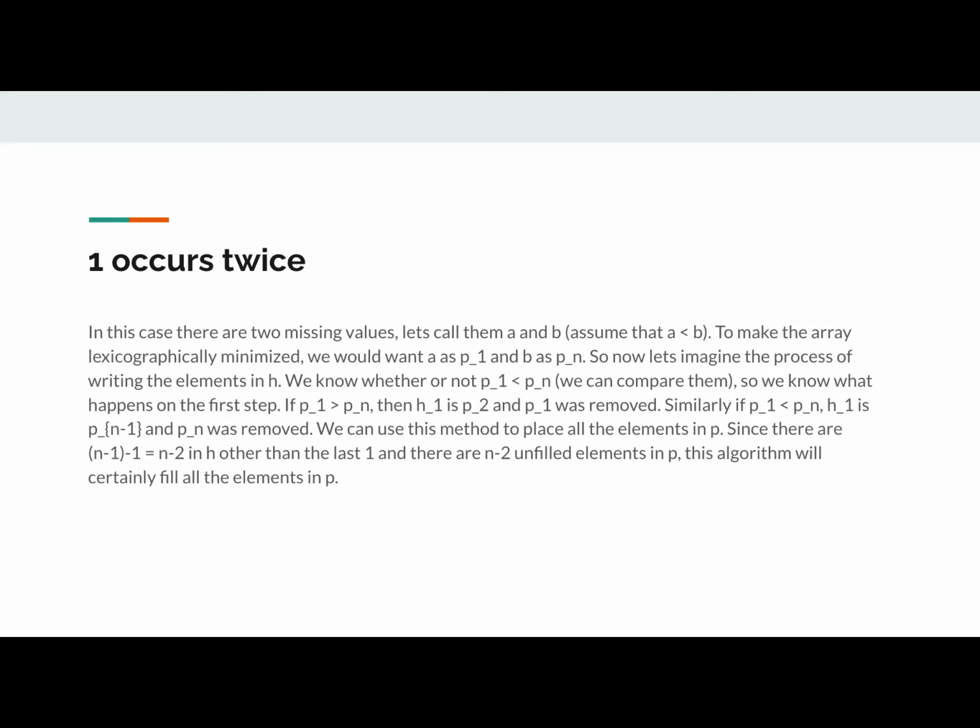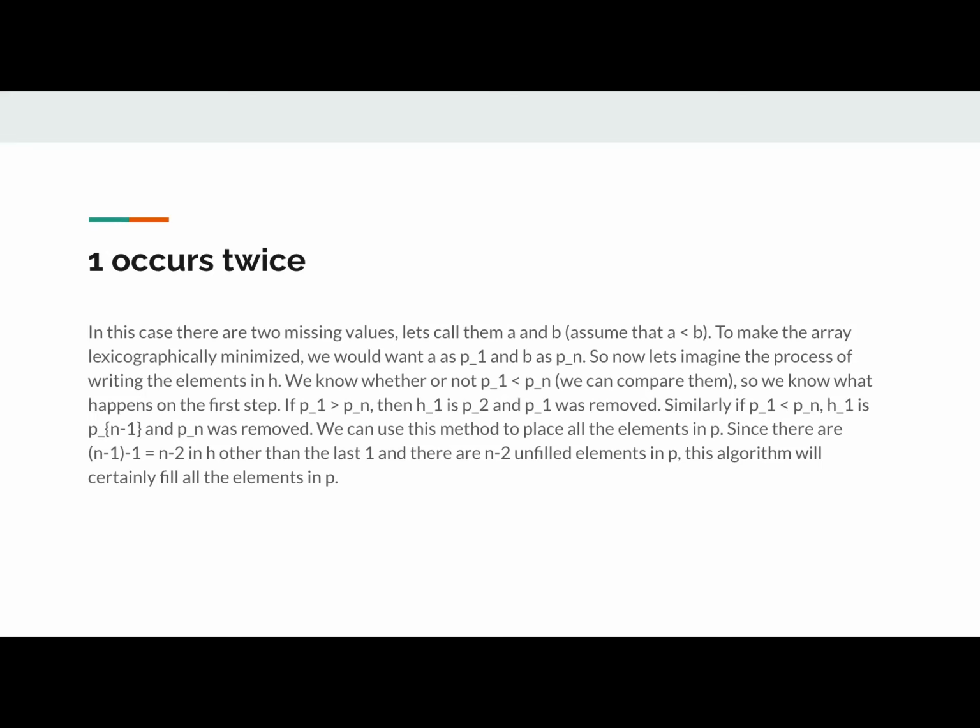So for instance, if P of 1 is greater than P of n, then we know that the first hint, h of 1, has to be the second element, P of 2. And we know that P of 1 was removed on the first step. And similarly, if P of 1 is smaller, then h1 is P of n minus 1, or the second to last element, and P of n was removed.